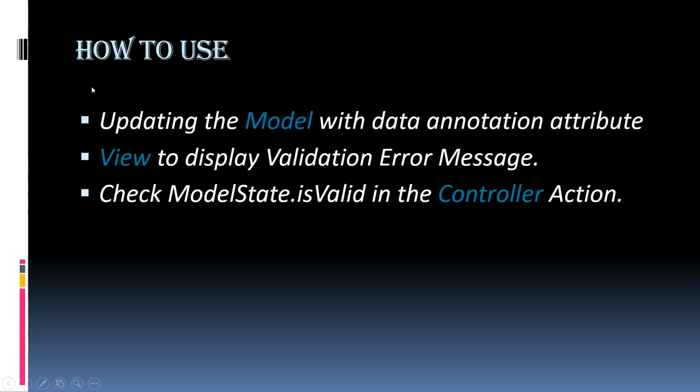So now you have a clear idea about how to use the validation attributes. First, we need to update the model with data annotation attribute or validation attribute like Required, etc. And also we need to use the validation tag helper to display the error message to the user. We have used asp-validation-for tag helper to display the error message for the Name as well as the Description property. Finally, in the controller action method, we have to check the ModelState.IsValid, whether it failed or succeeded. In case of failure, we have to return the model view back to the user.